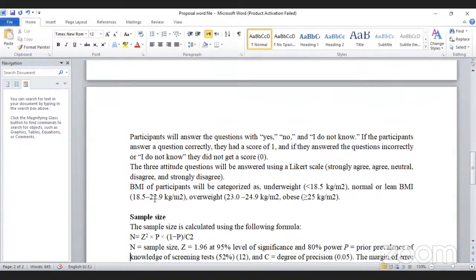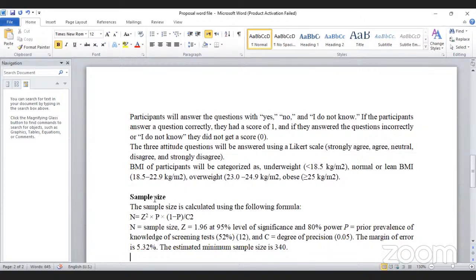You'll be taking height and weight. Yes. Okay. Yes, sir. But it is self-reported, so again there can be some bias, sir.